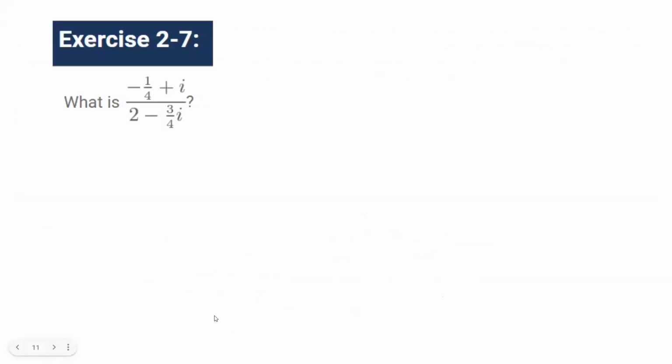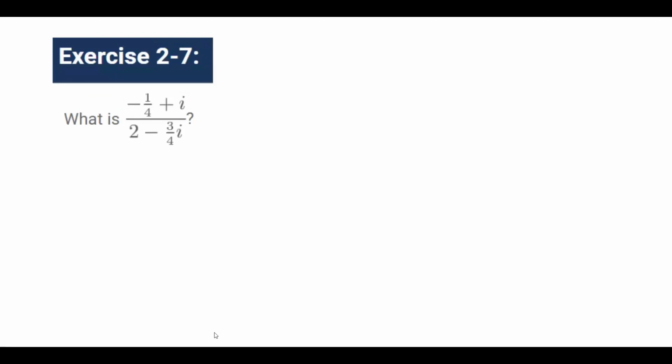Oh, fun, everybody. Do this one. Take your time, do it right so that you get the answer correct. It's division of complex numbers. So you're going to have to multiply both numerator and denominator by something like the conjugate.